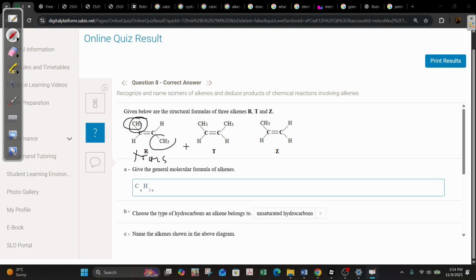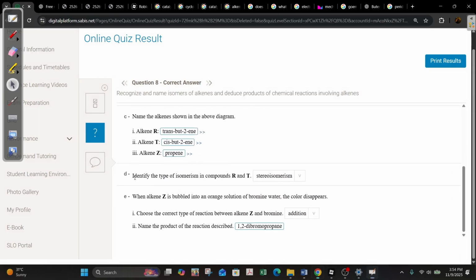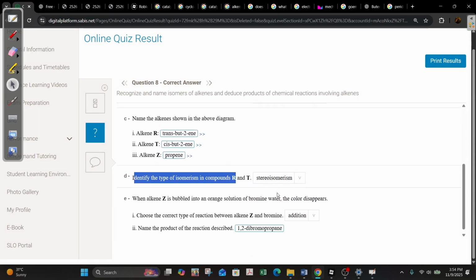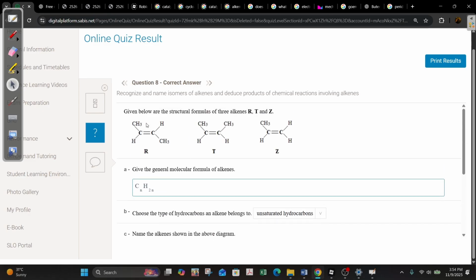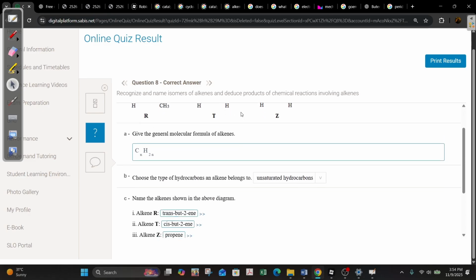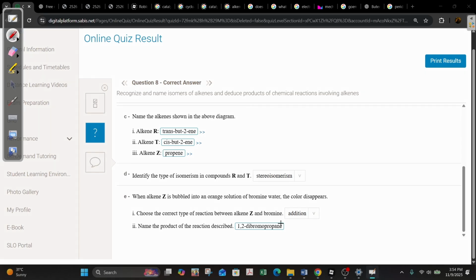But these two must be the same. That is the only exception. And then this must be the same as well. They'll give you a cis butene. And this one is simply just propene. Nothing too much. Okay. Find the type of isomerism of compounds R and T. This is going to be geometric isomerism, I'm pretty sure. Yes. R and T are on different levels. It'll be geometric isomerism, stereoisomerism.